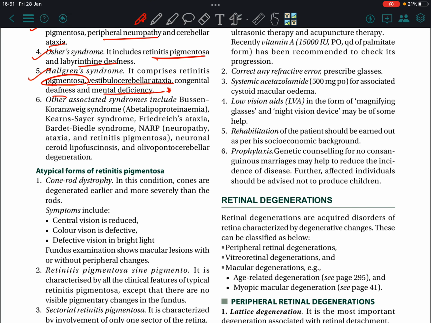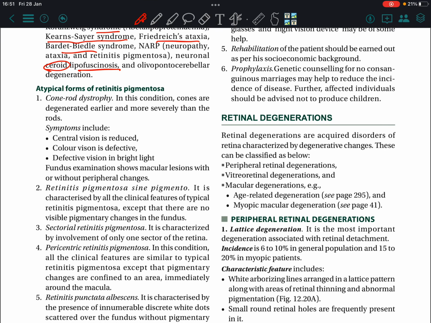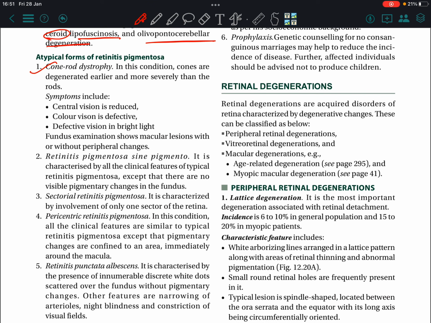Other associated syndromes include Bassen-Kornzweig syndrome, Kearns-Sayre syndrome, Friedreich ataxia, Bardet-Biedl syndrome, NARP, neuronal ceroid lipofuscinosis, and olivopontocerebellar degeneration. Atypical forms of retinitis pigmentosa: cone-rod dystrophy.